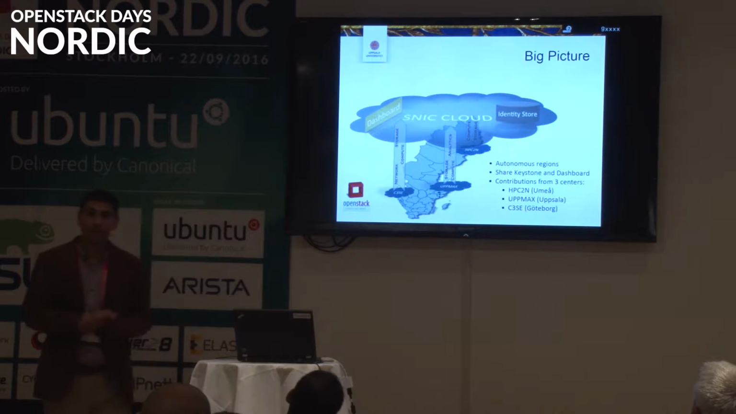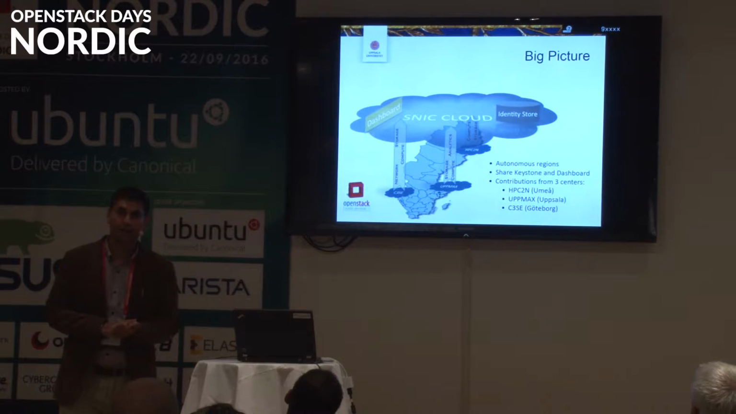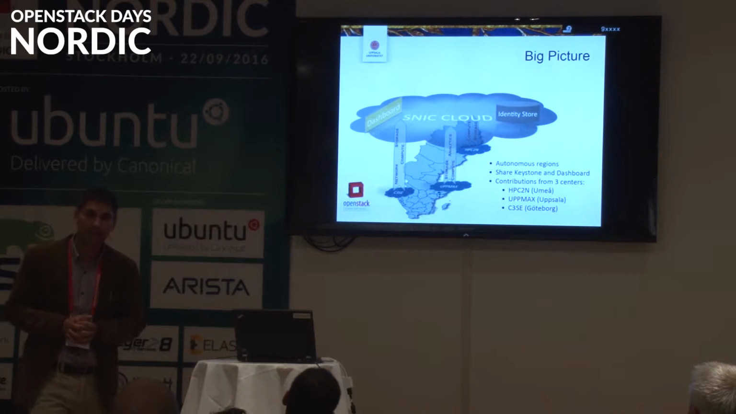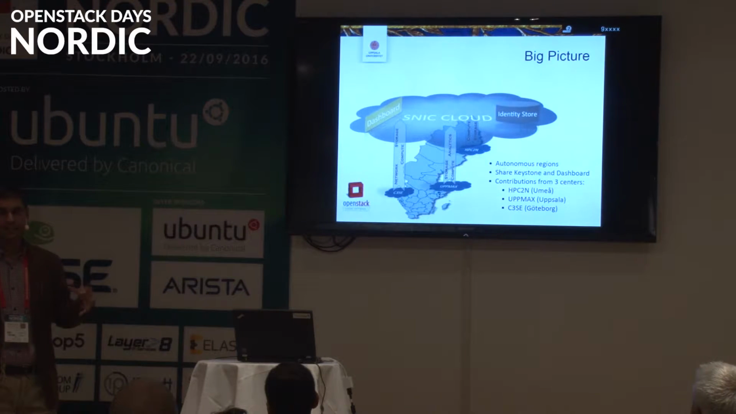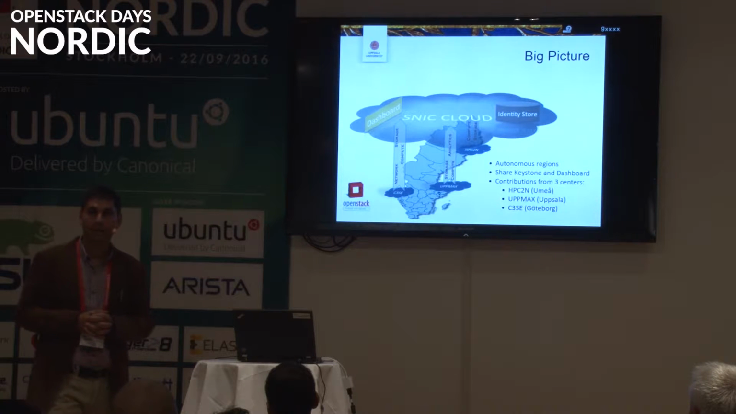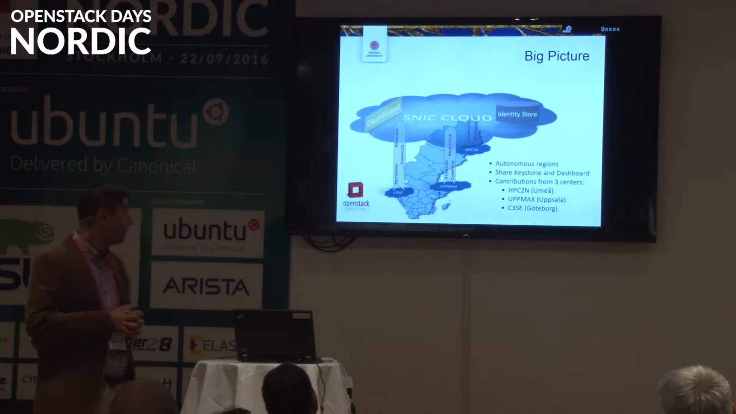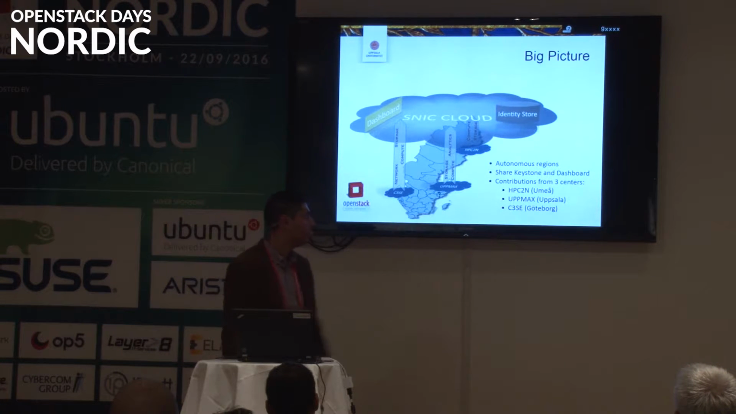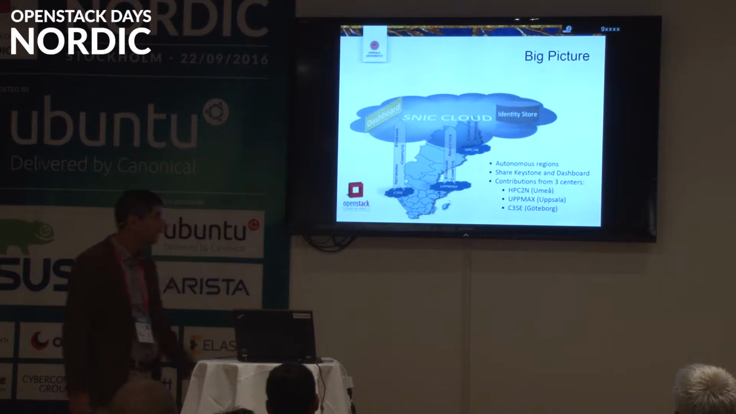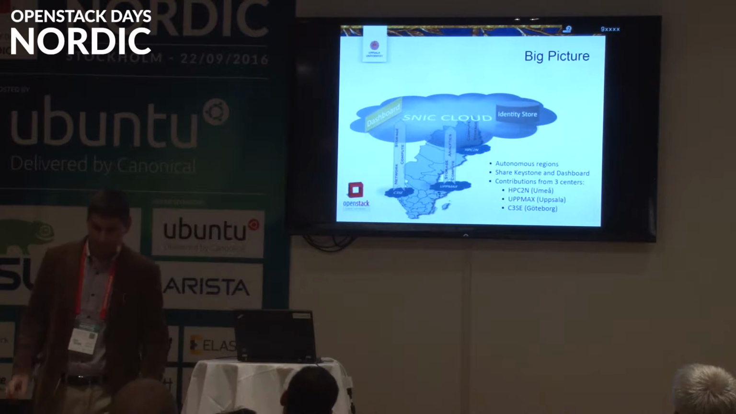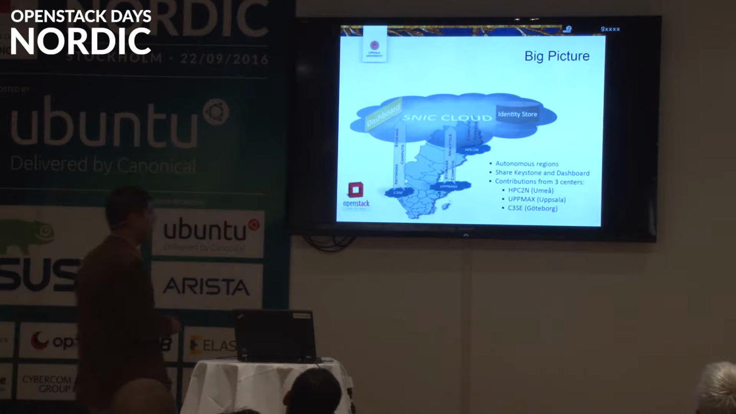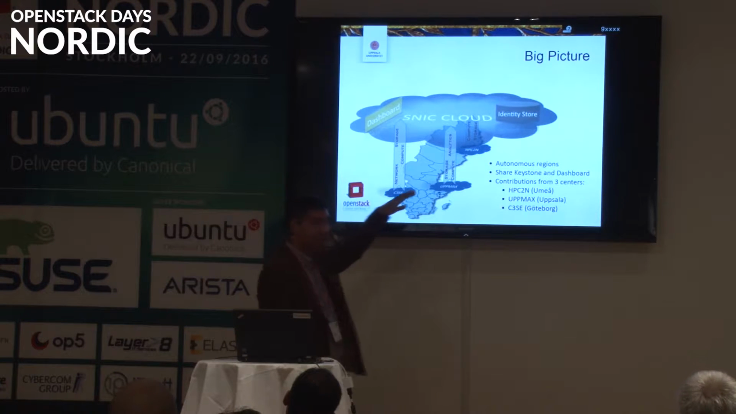So in the big picture, as I said, there are 6 HPC centers within SNIC, and out of these 6 centers, 3 are participating in this activity: one in Umeå, north of Sweden, Uppmax from Uppsala, where I belong, and C3SC in Gothenburg. So our big picture of the cloud looks like we have a region-based deployment.